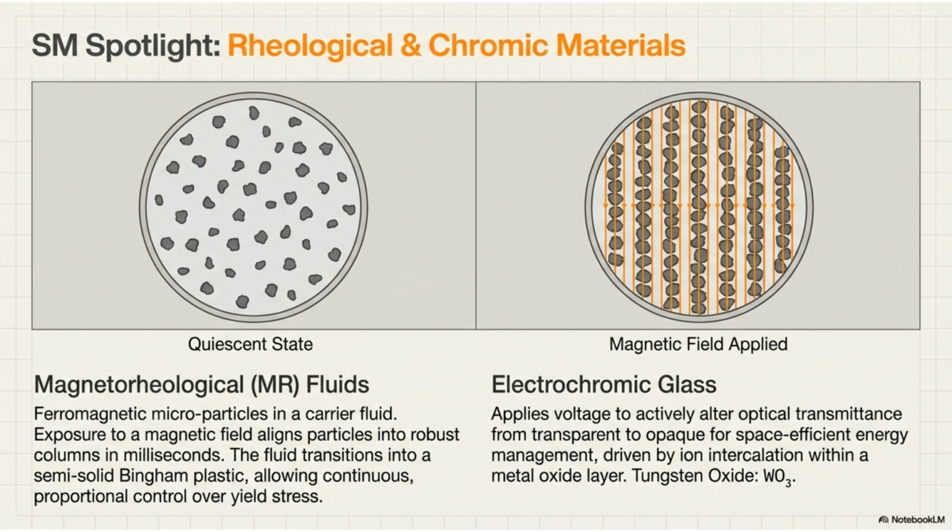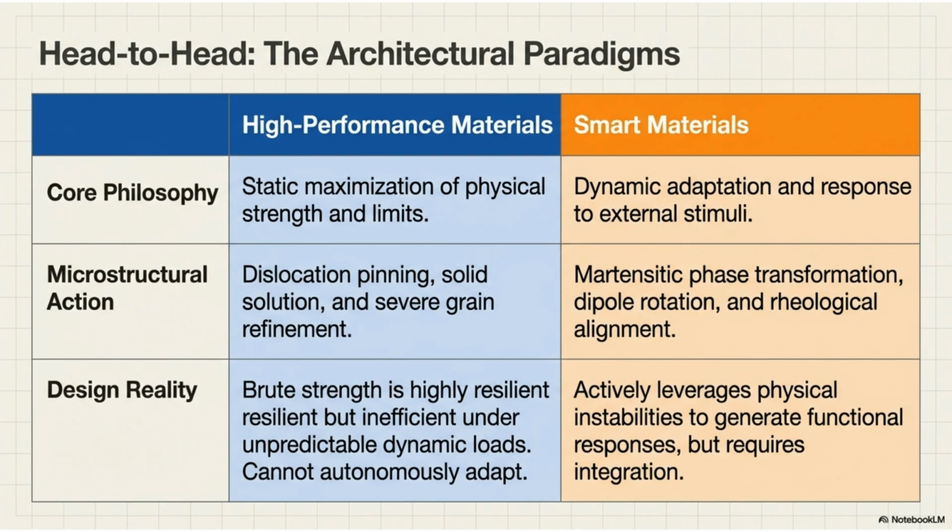Rheological and chromic smart materials include magnetorheological fluids, where a magnetic field aligns ferromagnetic particles, transitioning the fluid to a semisolid. Electrochromic glass uses voltage to alter optical transmittance via ion intercalation within a metal oxide layer. Comparing the two paradigms, high-performance materials aim for static maximization of strength. Smart materials prioritize dynamic adaptation to external stimuli. While HPMs offer high resilience, SMs leverage physical instabilities to generate functional responses, but require system integration.